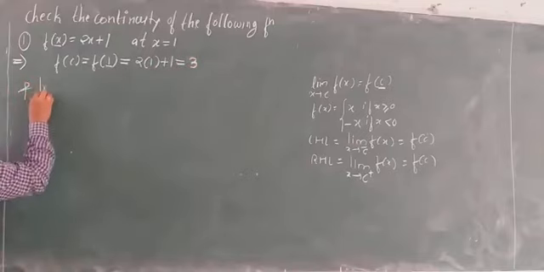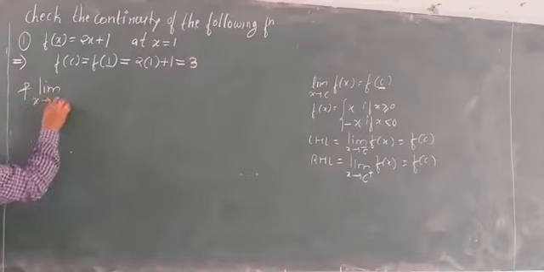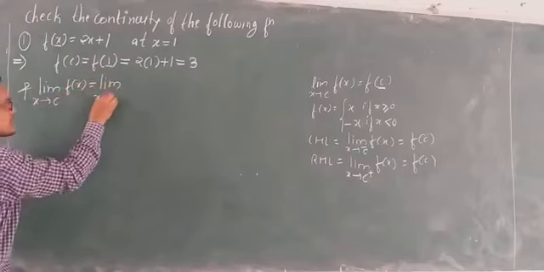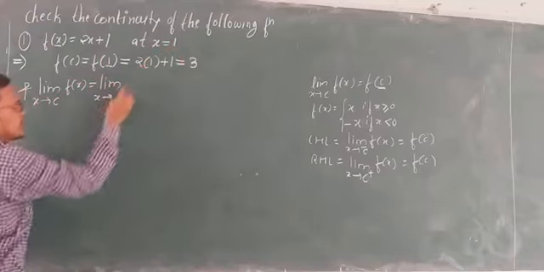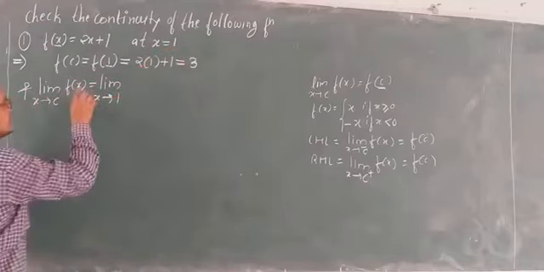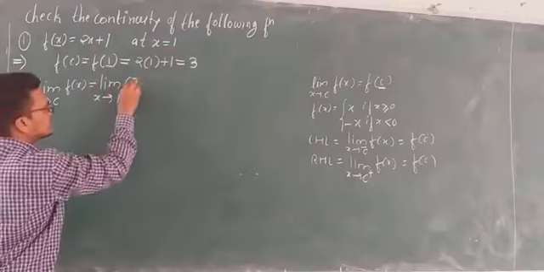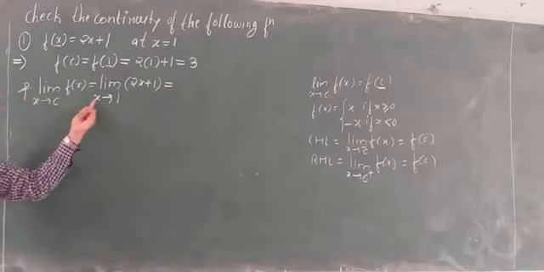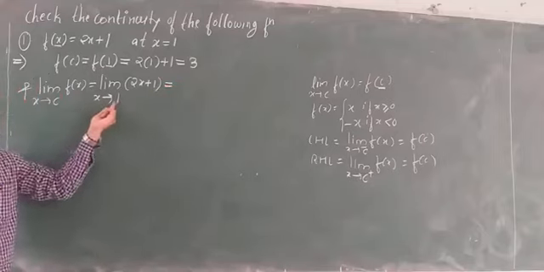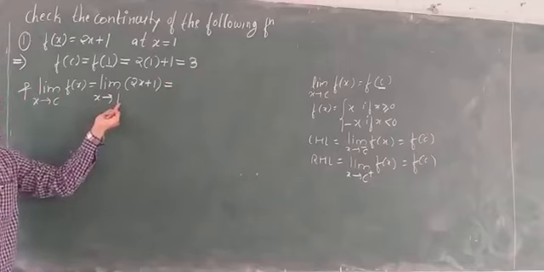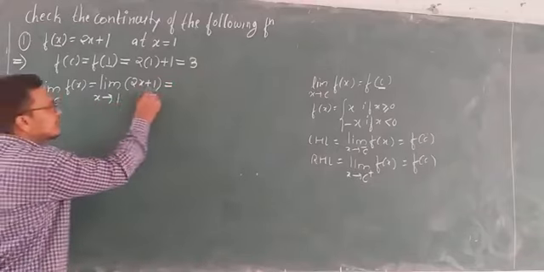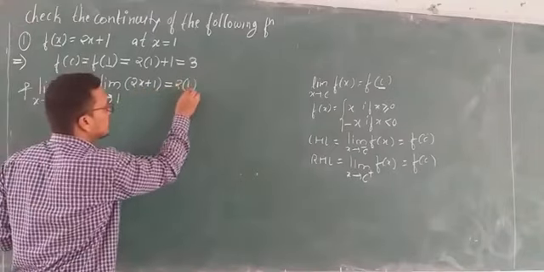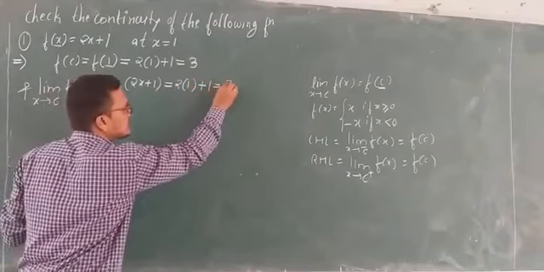And you have to find out the limit now. So limit x tends to c f of x is equal to limit x tends to c. C means what here? 1. That is x tends to 1. F of x means what? The function, that is 2x plus 1. So now here x is tending towards 1. It means you have to put the x value as 1 here. So again in the function wherever x is there, you have to put 1. So it becomes 2 into 1 plus 1. Again the answer is 3.